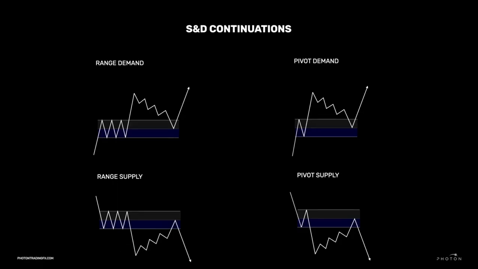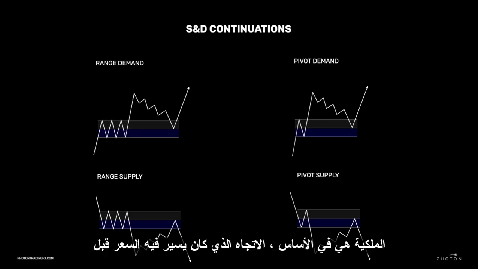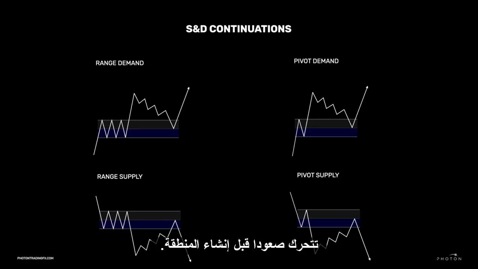But what determines if those zones are continuation zones is essentially which direction price was traveling in before the zone was created. So for a demand zone to be a continuation, price will be bullish and moving upwards before the zone is created.